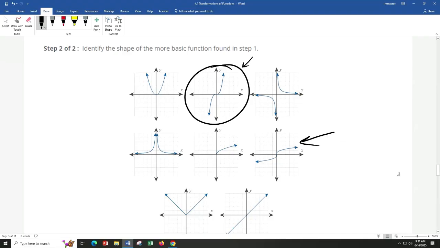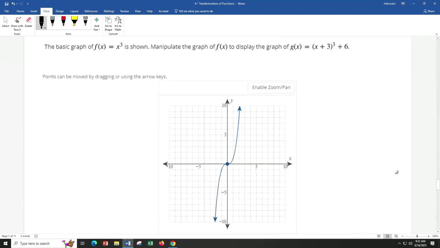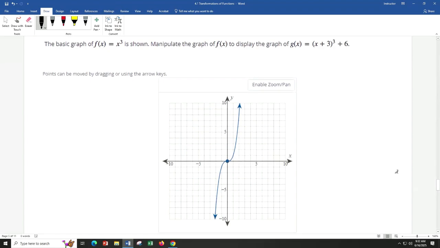Look at this one here. The basic graph of f of x is equal to x cubed is shown. Manipulate the graph of f of x to display the graph of g of x, a new function, where g of x is (x plus 3) cubed plus 6. My graph and drawing skills are not going to be perfect. What you're going to have to do on Hawks is grab that little blue dot there and drag it. So, what are we doing first?